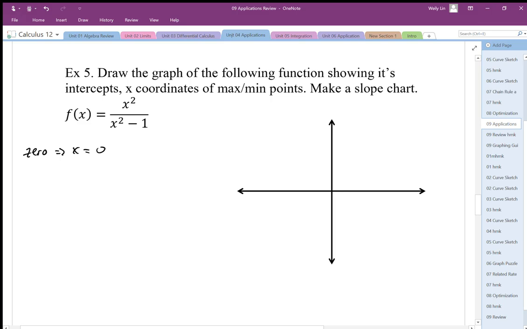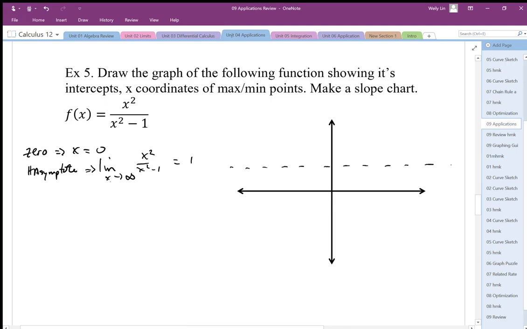So I know I have a horizontal asymptote as x gets really large. My horizontal asymptote is the limit as x goes to infinity of x squared over x squared minus 1. That's going to be equal to 1. And actually, for both positive and negatives, it's going to have the same horizontal asymptote.